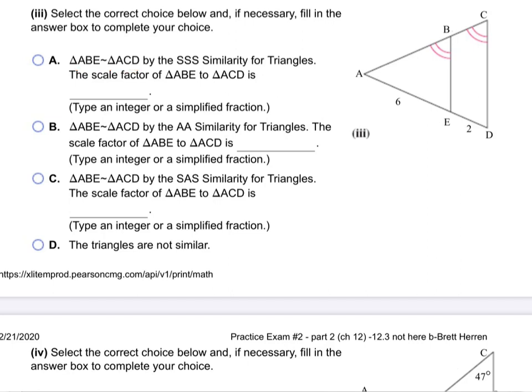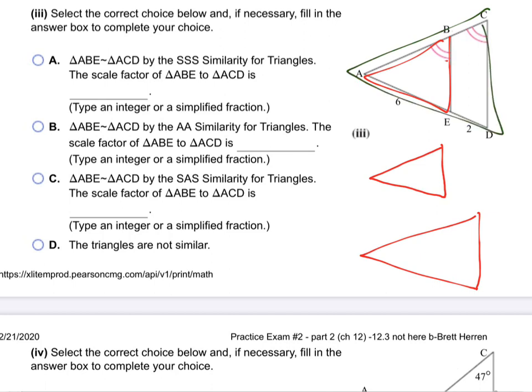Wait a minute, I'm not sure that's the answer. Let's see. So we have this angle, the same as this angle. Oh, by the way, what we're comparing here, let me make sure it's clear. We're comparing the little triangle to the whole big triangle. So the little inside one right here to the entire big one. And we're saying, are those two triangles similar? Are they the exact same shape, except one is just a bigger version than the other?